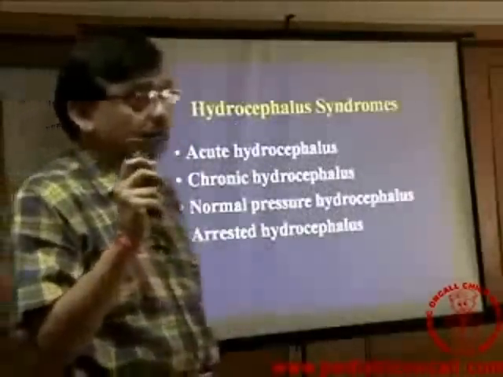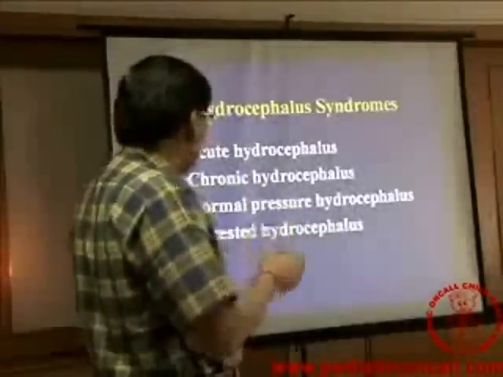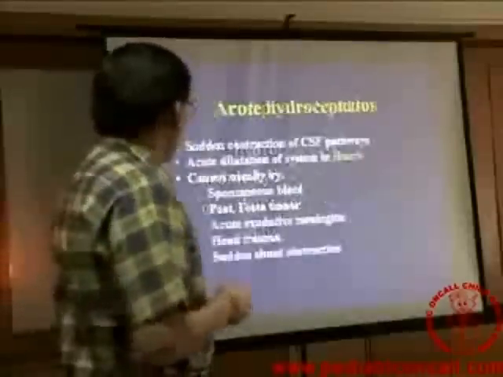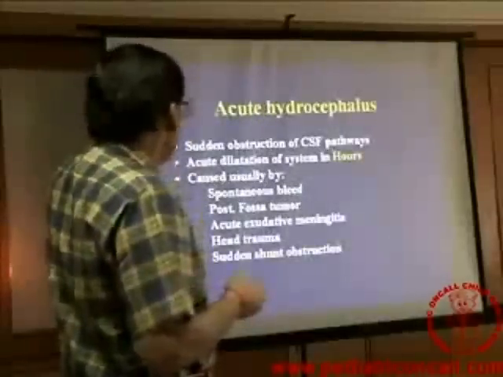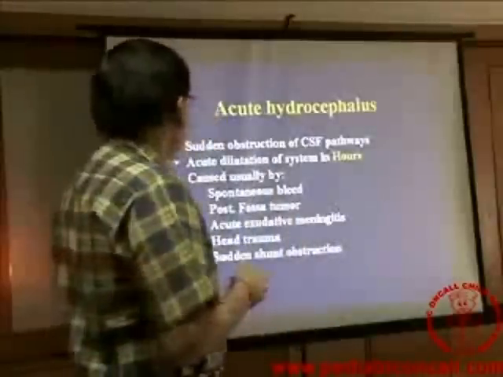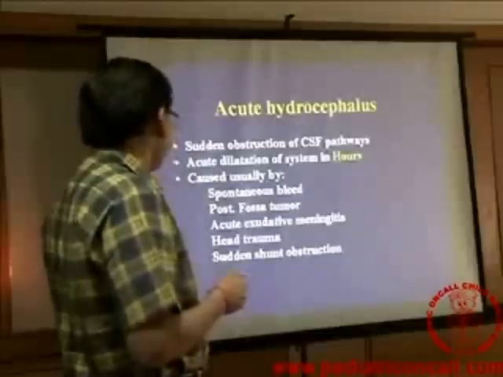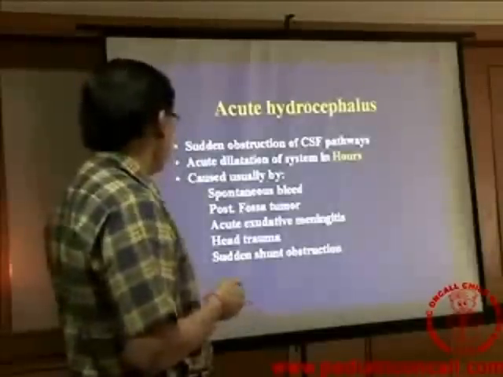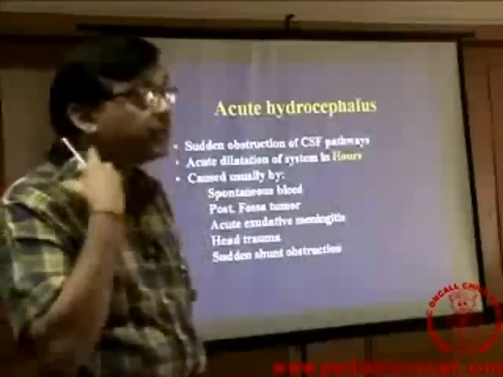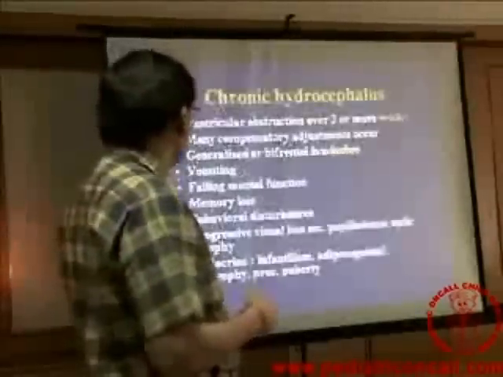Now there are what are known as hydrocephalus syndromes, which are four: acute, chronic, normal pressure hydrocephalus, and an arrested hydrocephalus. Now what is the difference? In acute, it is sudden, we are talking in terms of hours. And this can be caused either by a spontaneous bleed, a huge posterior fossa tumor, exudative meningitis, head trauma, or in a patient who has already been shunted, if there is a shunt obstruction, that child can go into an acute hydrocephalus.